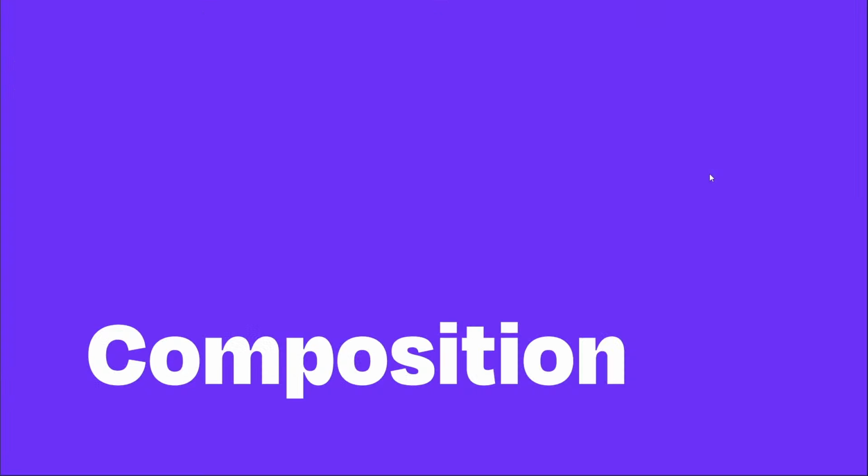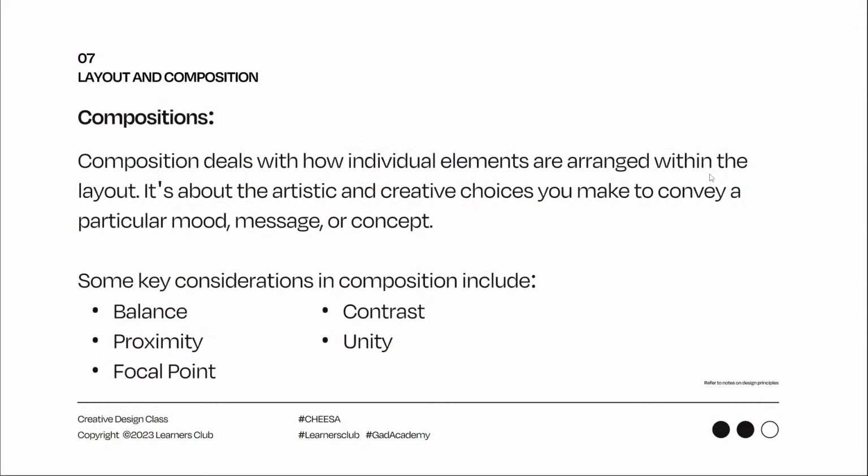So let's continue. We have composition. Today we are talking about composition. Composition deals with how individual elements are arranged within the layout. Maybe you've divided your page into three: one part for image, another part for text, another part for white space. The elements that are going to be in it, how you are going to arrange them in these three spaces, that is what we call composition. How you are going to arrange them in the layout.